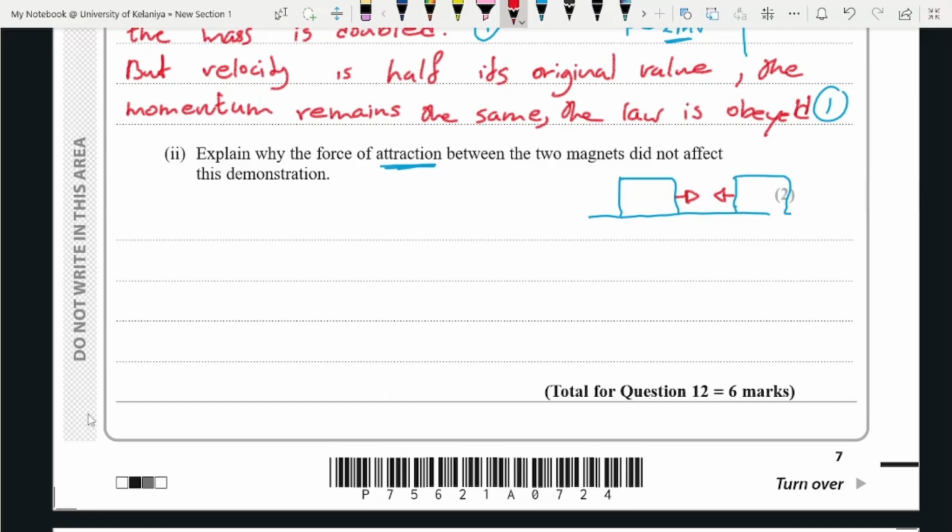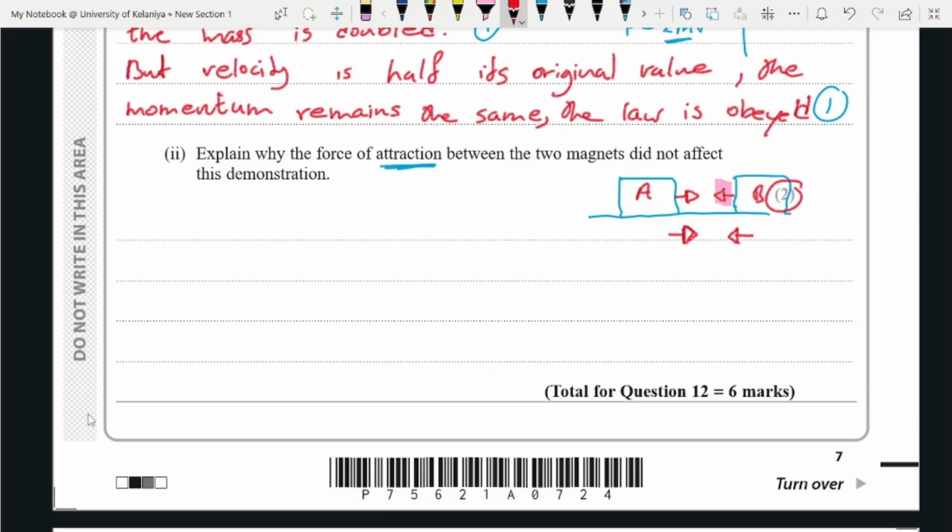So what will happen: due to this force our glider A will accelerate towards this direction, and due to this force our glider B will accelerate towards this direction. So they will have equal and opposite accelerations, so they will cancel out. Or we can conclude we don't have any resultant force acting on the system. Why? These two forces are equal and opposite.